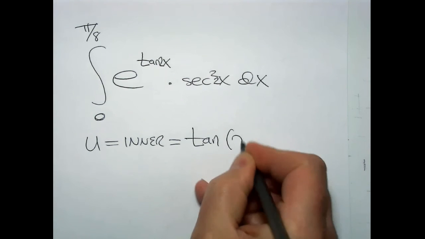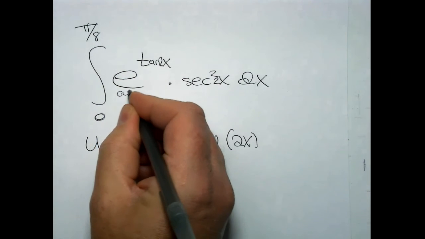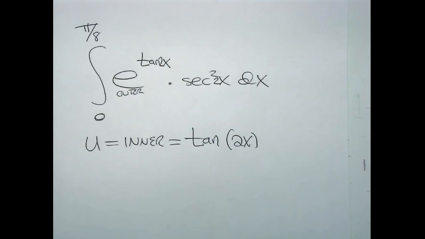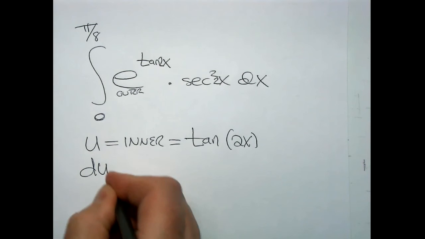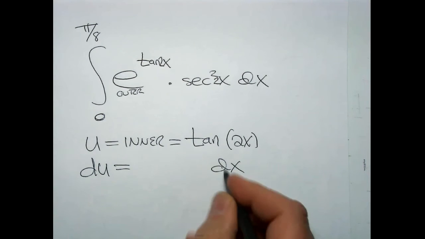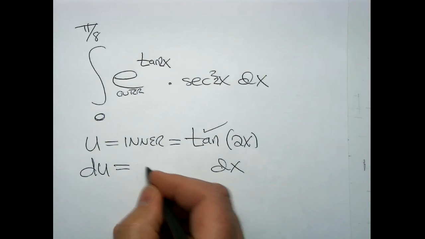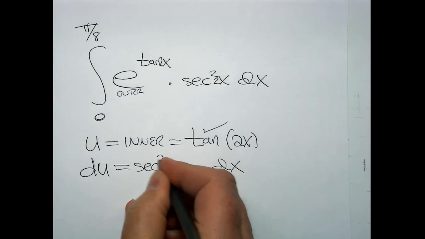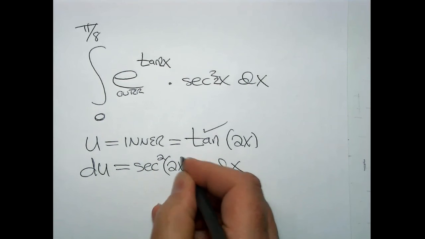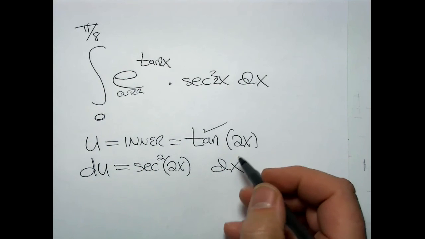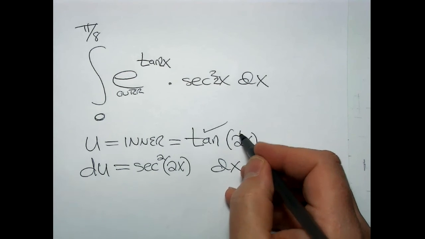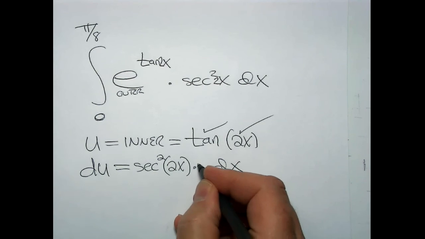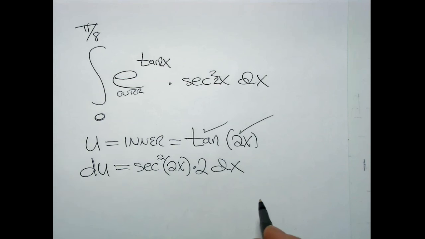And the inner function is tangent of 2x because this is the outer function, e, exponential function. Don't forget your autopilot, du equals dx, du dx. The derivative of tangent is secant squared. No change to that argument. And what's the component at the end that people often forget? One more derivative. Derivative of 2x is 2.